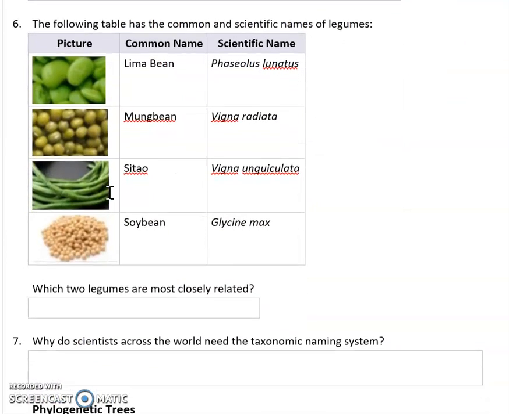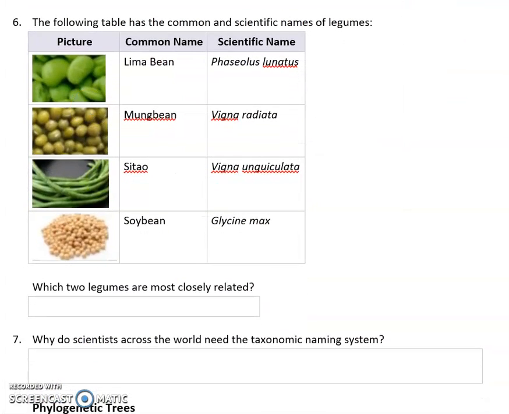All right, next one, number 6. It's asking you which two legumes are the most closely related. They give you a little picture of the bean, and the common name and the scientific name. The scientific name is where you're actually going to find your answer. Taxonomy, or the naming of all living organisms, tells you how related things are. The more names they have in common, the more related they are. So all you have to do is look at which ones share a common name.